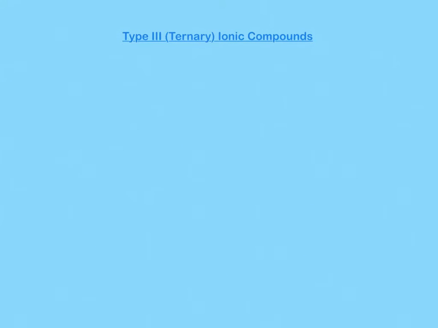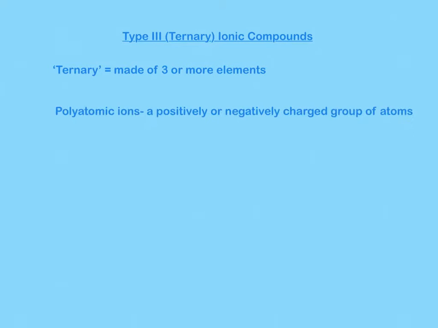Type 3 ternary ionic compounds. So far we've looked at binary ionic compounds, which means there are two elements. Looking at type 3 means they're ternary, which means that the compounds are made of 3 or more elements. So far we've only looked at compounds that have one metal and one nonmetal. In order to get a compound that would have 3 or more elements, we use something called polyatomic ions.